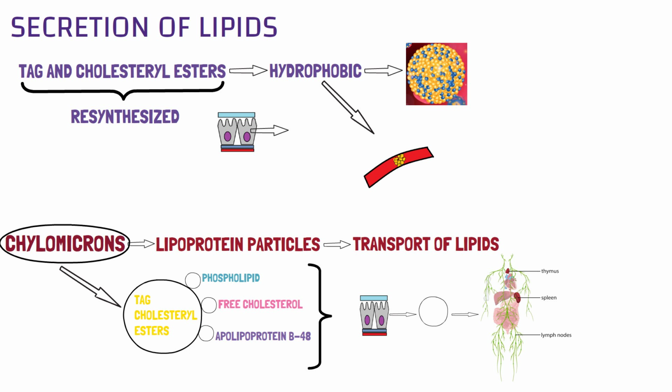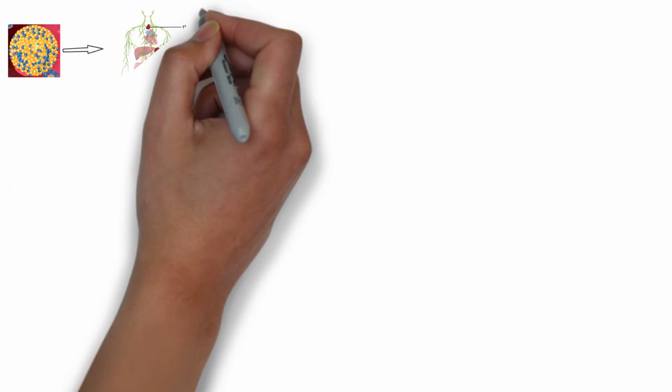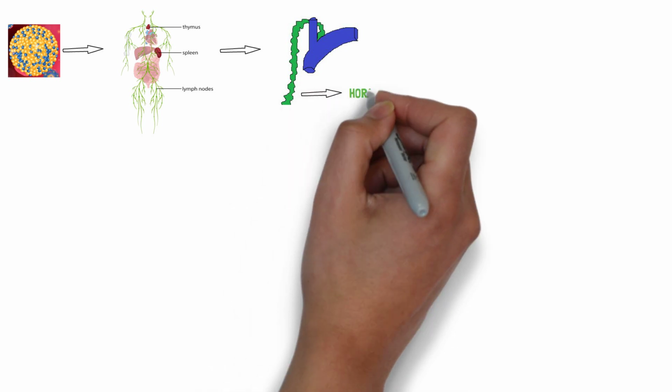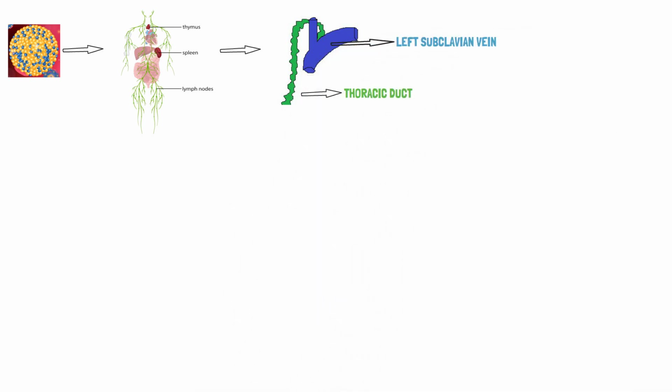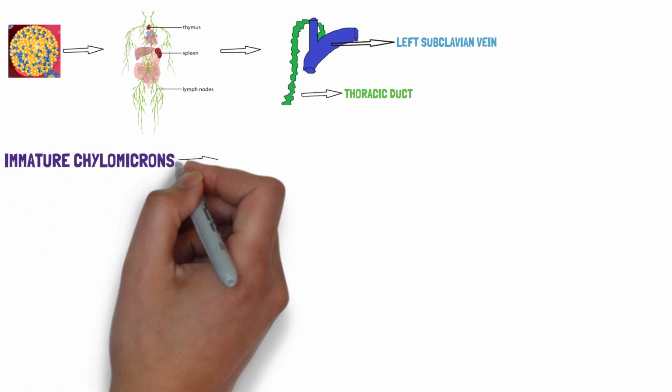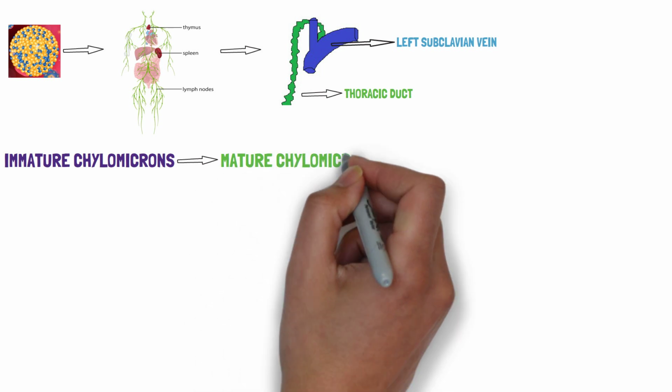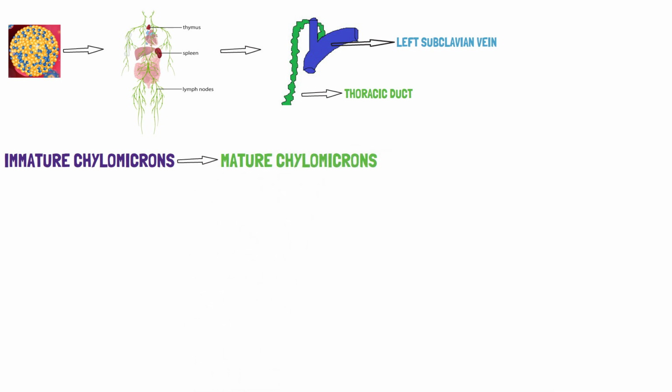As the chylomicrons travel through the lymphatic system, they mix with the lymphatic fluid, giving it a milky appearance. This lymph is called chyle. Chylomicrons follow the lymphatic system and travel to the thoracic duct and then to the left subclavian vein where they enter the blood. But these immature chylomicrons need to be converted to mature chylomicrons to become fully functional.